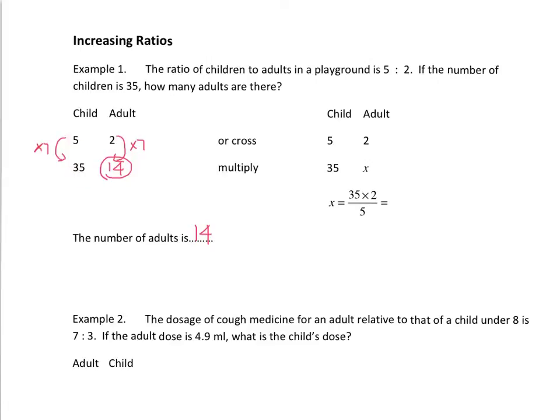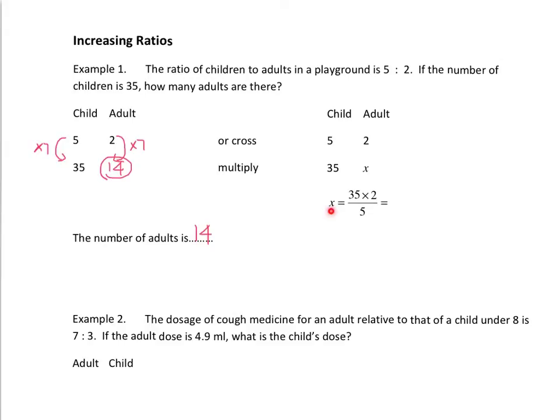But if the numbers weren't whole numbers, it might be a little bit more difficult. So I'm going to show you how you can work this out if the numbers are more difficult. So we begin with the information exactly the same in the same columns. The information regarding children, 5 is the ratio, 35 is the quantity. The information regarding adults, 2 was the ratio value, x was the unknown, which was the number of adults. And that's what we need to find.